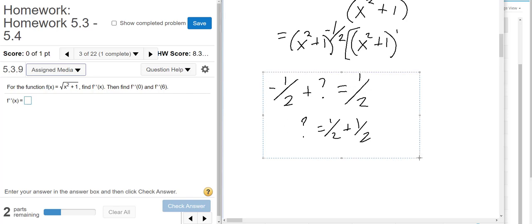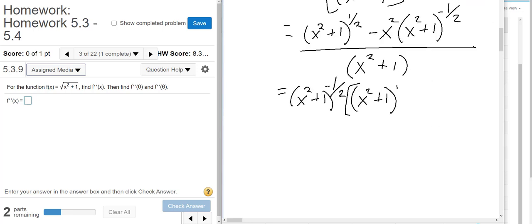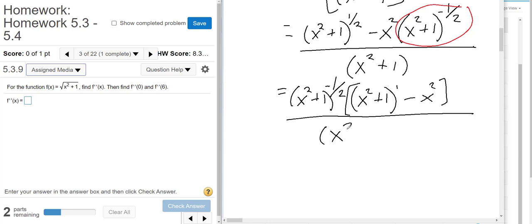Now, out of the second one, it's easy because we took out the negative 1/2. So we've taken out this whole factor here. This whole factor has come out. So the only thing that's left is the minus x squared. And all of that is over x squared plus 1.